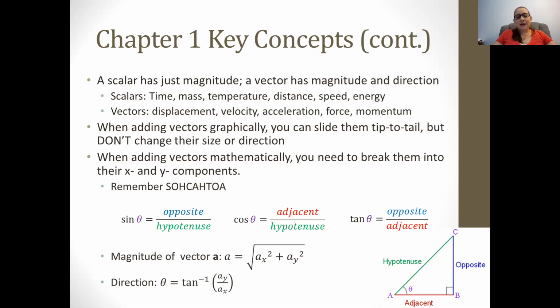And so when we're adding vectors mathematically, we break them down into their components. So we look at how far in the x direction the vector is going compared to how far in the y direction the vector is going. And we keep those two directions separate from each other, right? The x direction and the y direction are independent, they are separate from each other. So when we're breaking these vectors down into their components, we use SOHCAHTOA or our trig functions, to figure out the magnitudes in each direction.